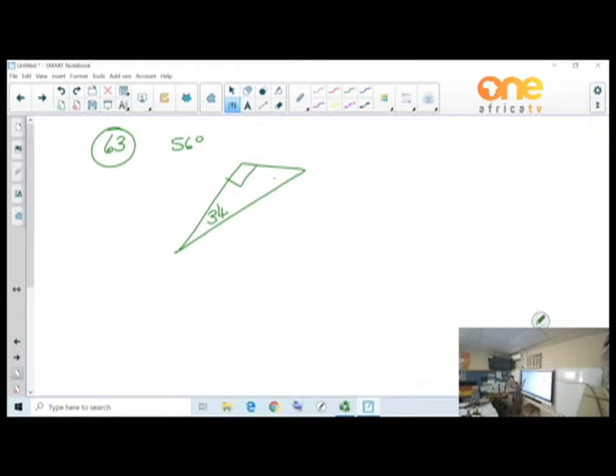Okay, kom ons kyk gou hierso. Ja, ek weet, ek probeer net wys daarso. This angle is 90 degrees at R. This one is 34, so you can calculate that angle. And, ja, dit gaan nou ook nie help nie.